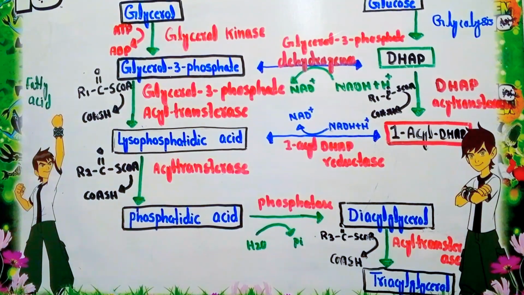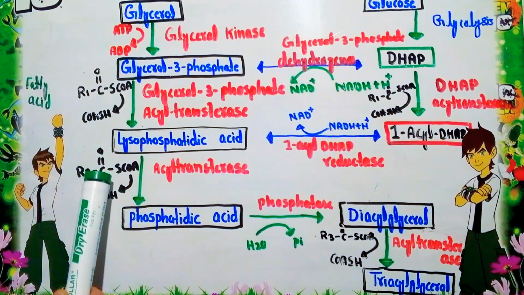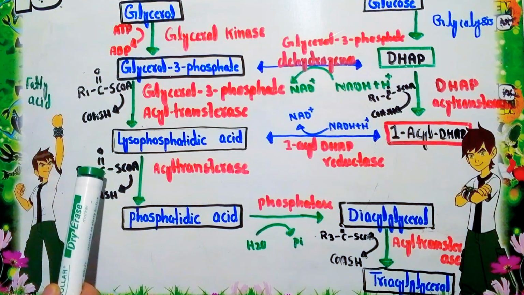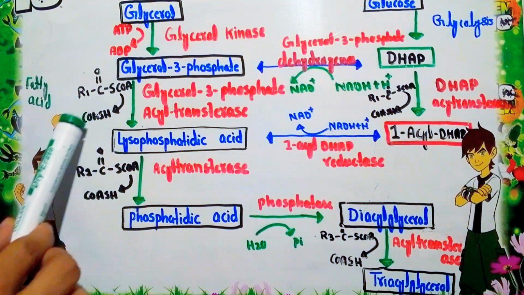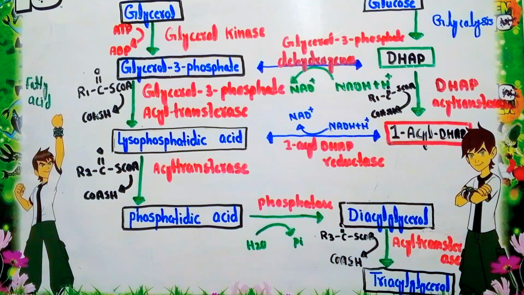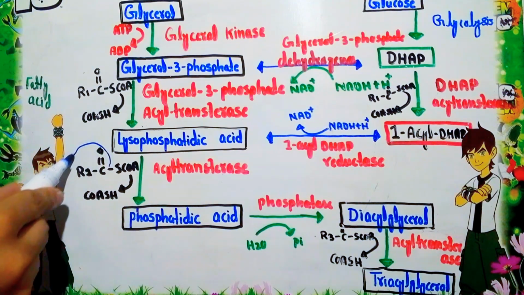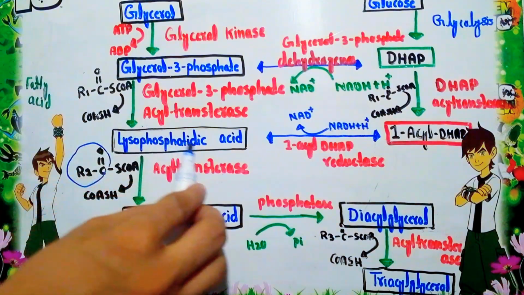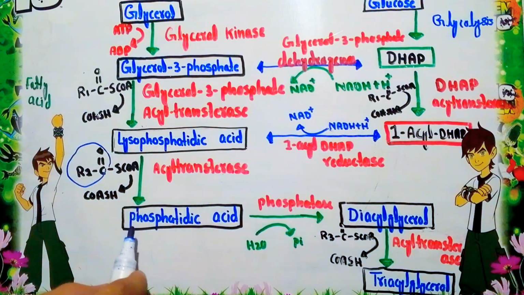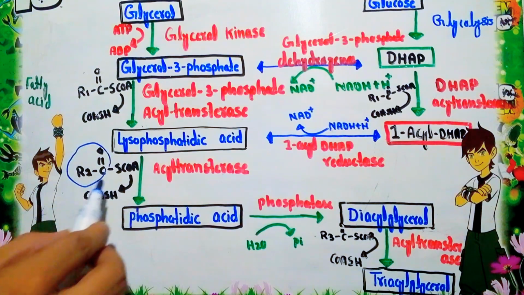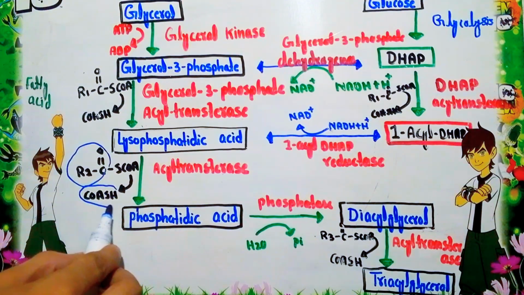Now, what happens to this lysophosphatidic acid? Another acyl group is transferred to the second carbon of the lysophosphatidic acid. The acyl transferase enzyme acts again on another acyl coenzyme A that is produced from the fatty acids, and removes this acyl group. After the removal, it attaches this acyl group to the lysophosphatidic acid. As a result, we get phosphatidic acid. Here, one coenzyme A is released.